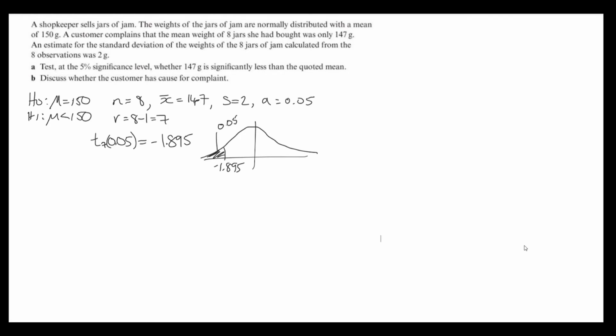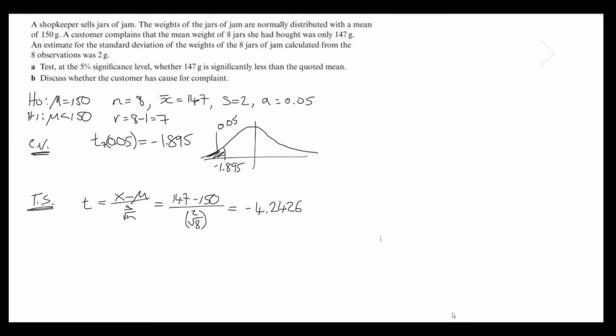Let's calculate that test statistic. So the t-value we have for our test statistic is going to come from x bar minus mu over s over root n. Okay, just substitute the values that we know. This should be an x bar, so that's going to be 147 minus 150 over 2 over root 8. Okay, that's just going to go straight into the calculator. I'm not trying to do anything fancy. Into the calculator, we get negative 4.2426.